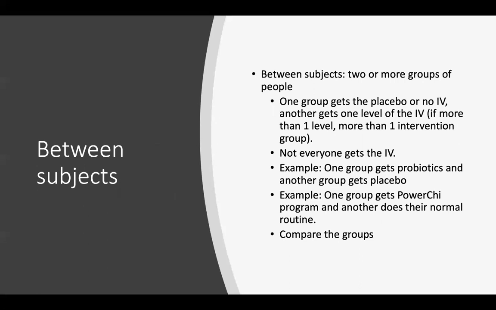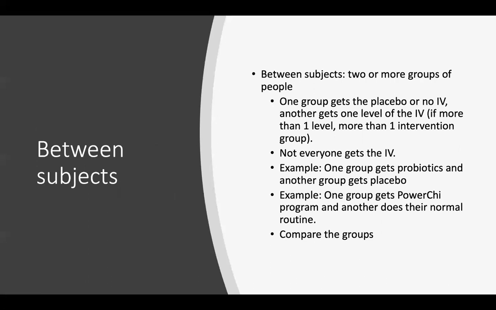Okay, between subjects designs, here you're looking at 2 or more groups of people. Let's just look at 2 groups to keep it simple. One group gets no treatment. They get the placebo, no independent variable, okay? The other group gets some level of the independent variable.